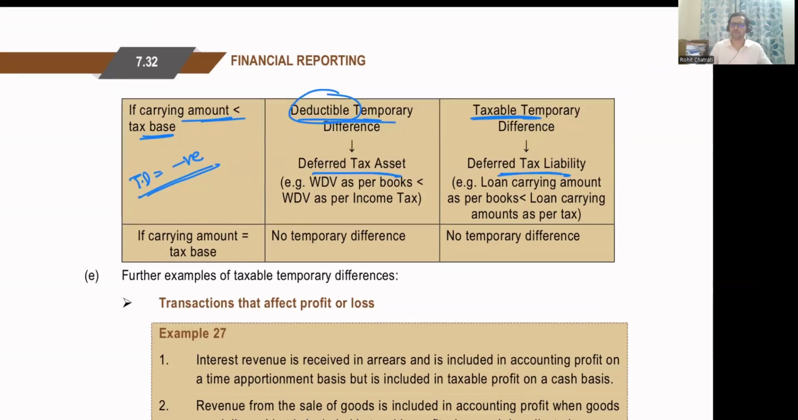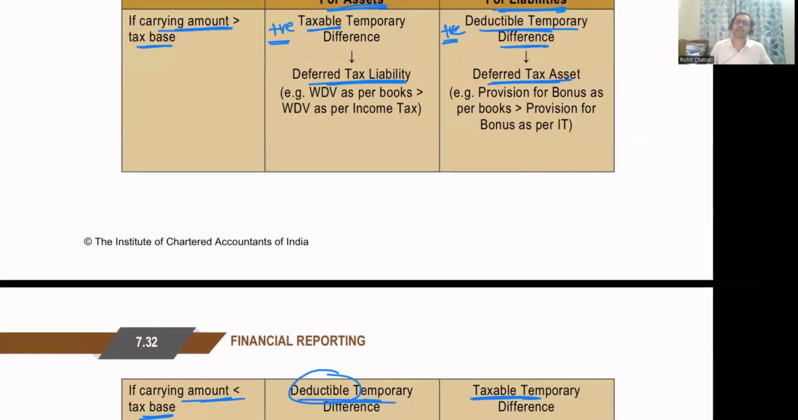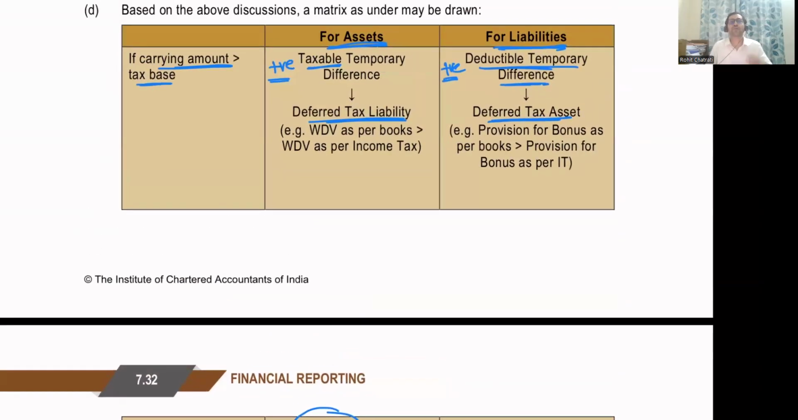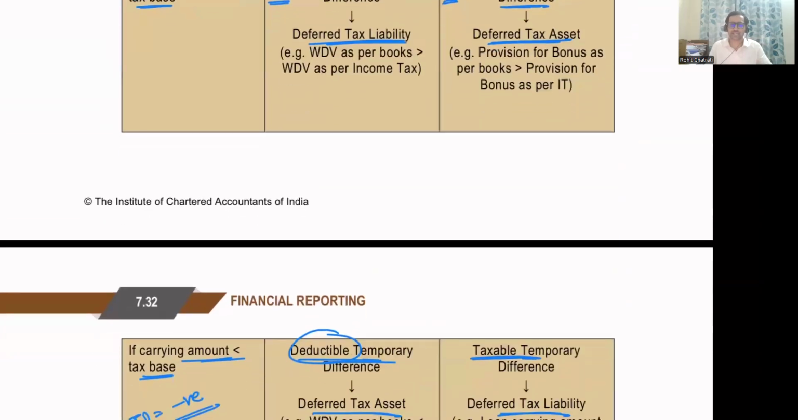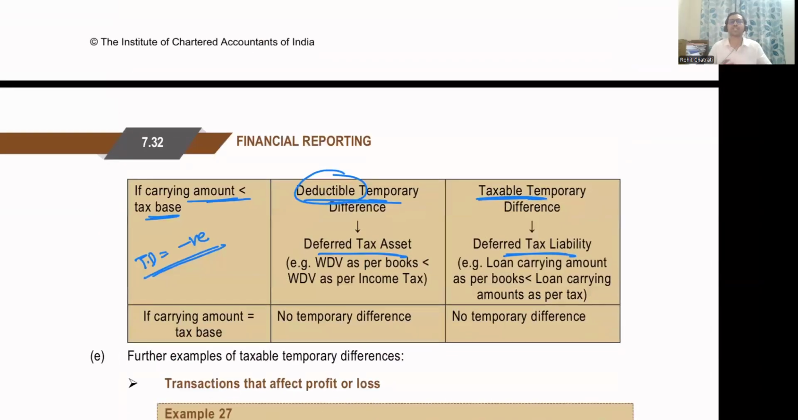You might be completely messed up with this matrix, and it may be slightly difficult for you to remember as you go ahead what positive means and what negative means for assets and liabilities. But we're going to see the logic of how to conclude whether it's a taxable temporary difference or a deductible temporary difference, and after that I'm reasonably sure you would not have to mug this up or learn it by heart. You will be able to understand it logically itself. So that is what I wanted to show you at the end.